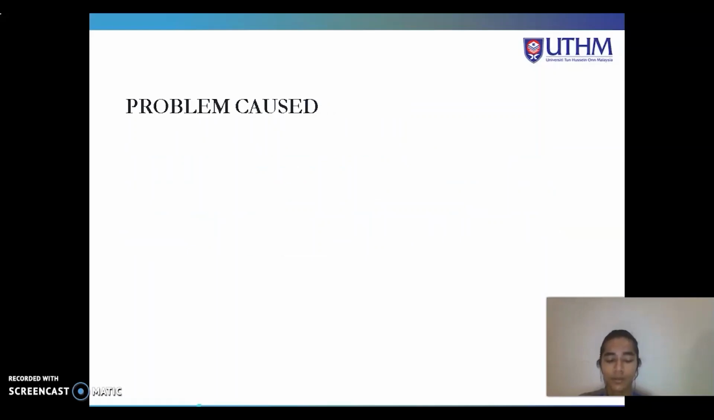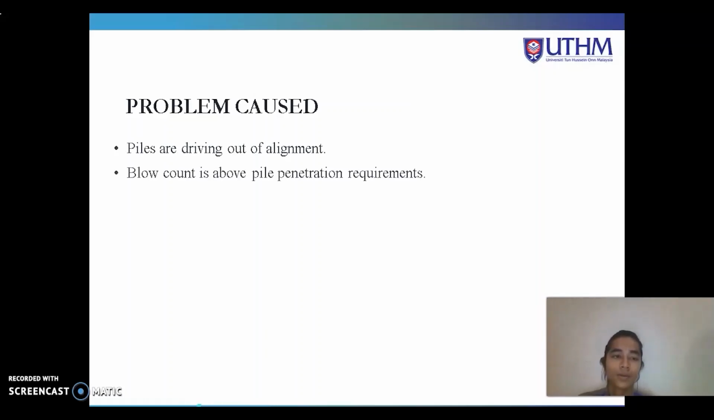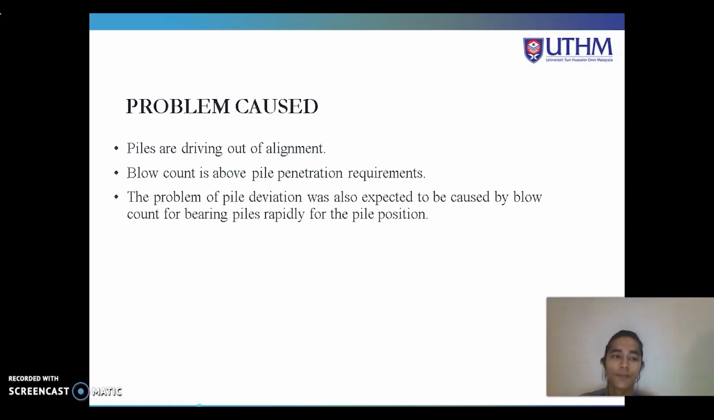The conclusion that we can get from the problematic soil that occurred throughout this construction process is: first, piles are driven out of alignment. Next, the blow count is above the pile penetration requirement. Soil analysis should accurately predict the number of blows required to drive a pile to its planned depth, and if the number of blows is substantially higher than expected, it indicates a problem with either the driving system, the soil, or both. Next, the problem of pile deviation was also expected to be caused by the blow count for bearing pile rapidly for the pile position. That's all from me. Thank you.